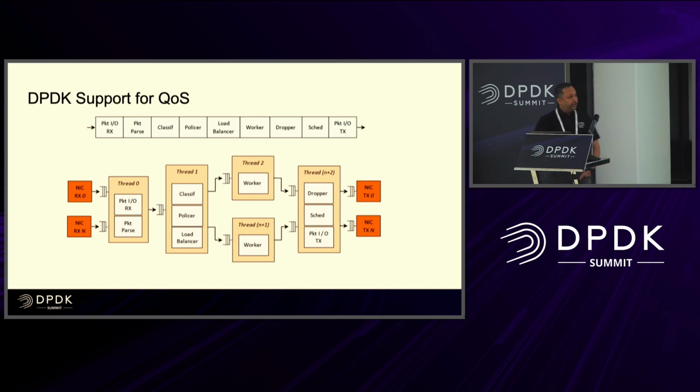This is the existing DPDK pipeline, which has been supported for a really long time in DPDK. We have the packet parser, packets coming in on the RX. We apply the classifier and policer, and then the packets get load balanced to the different worker cores, and then eventually combined at the later module at the scheduler, and then TX out.